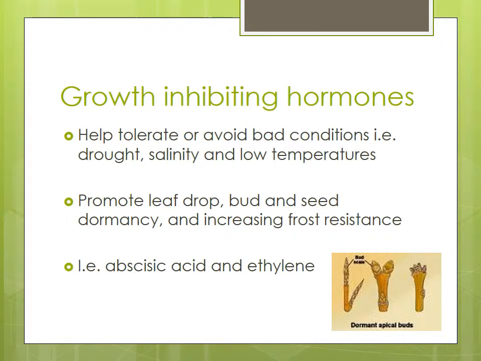We also talked about those growth inhibiting hormones. So plants are able to tolerate a certain amount of their fluctuating conditions. So having these inhibiting hormones helps them to avoid being in bad conditions. So it helps them avoid drought, salinity, which is salt, low temperatures. And what it does in response to these is it helps the plant to drop its leaves. It helps it to go into bud and seed dormancy. So when it puts its seeds away, if the conditions aren't right for that plant to grow, it increases the plant's resistance to frost when it's extremely cold. And the ones that we're looking at here are the abscisic acid and the ethylene that we talked about before.